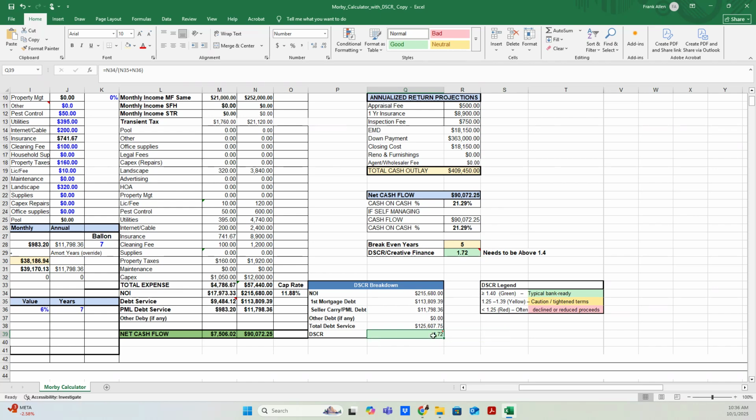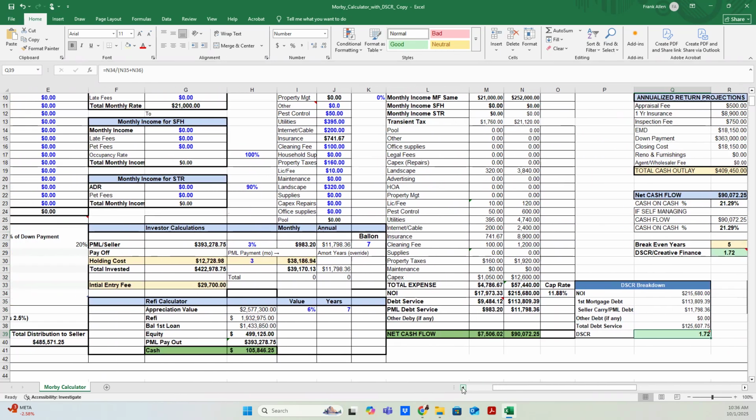That right there, I'm going to highlight, I'm going to make that bold as well. That's what you want to see. That 1.72. You want to see above 1.4. And this is a good deal.